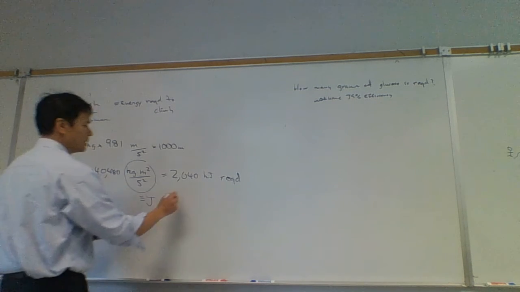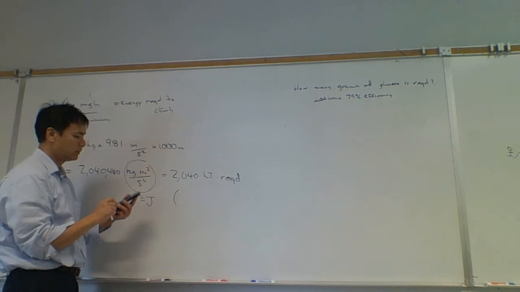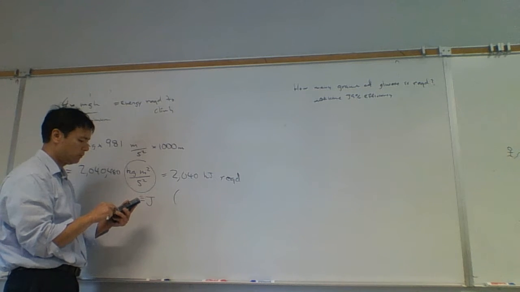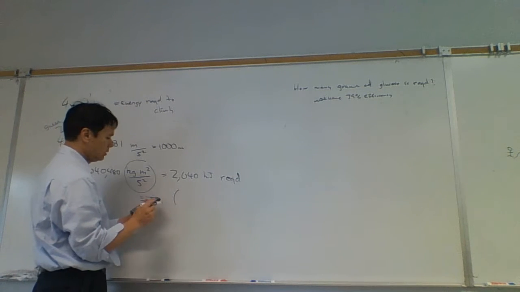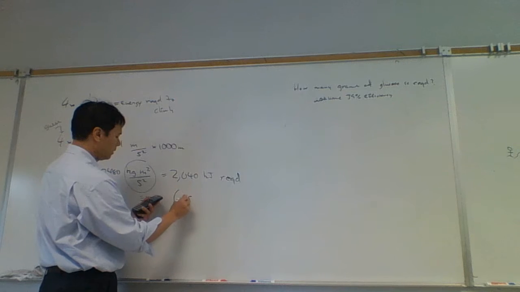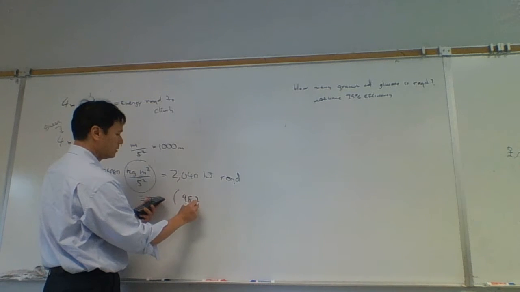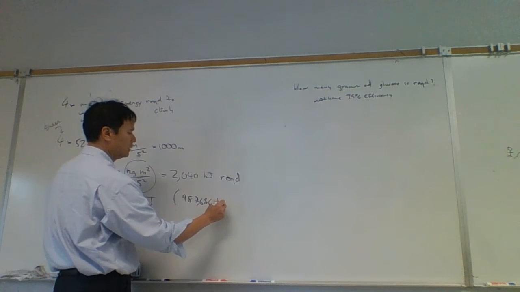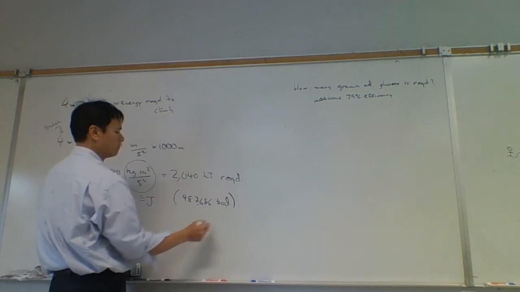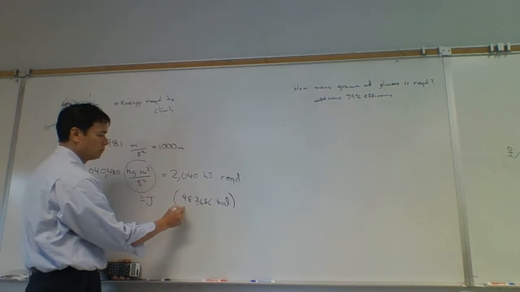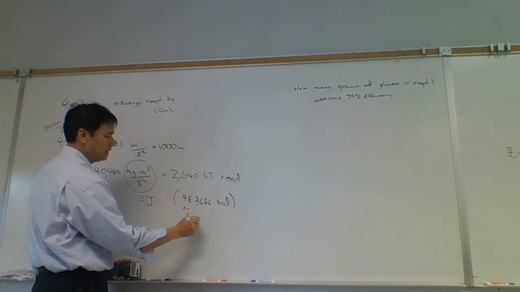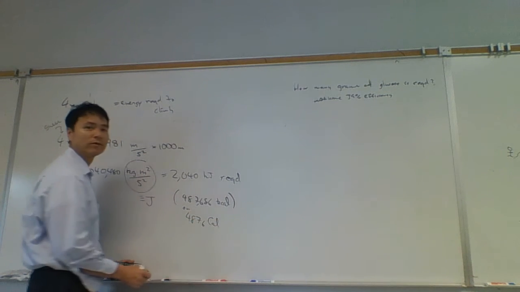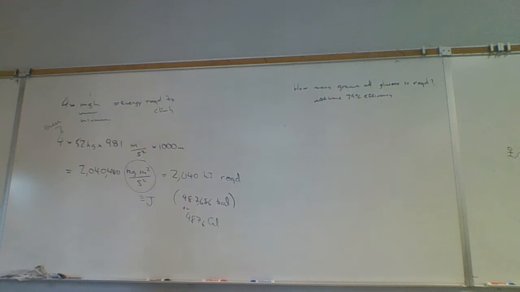And so how many calories is this? Well, as we recall, a calorie is 4.184 joules, so I'll just divide by 4.184. This is going to come out to 487.686 kilocalories, or 487.6 food calories. So about 500 food calories.